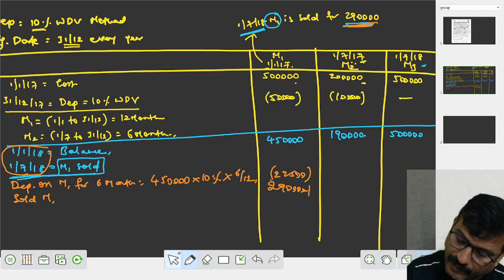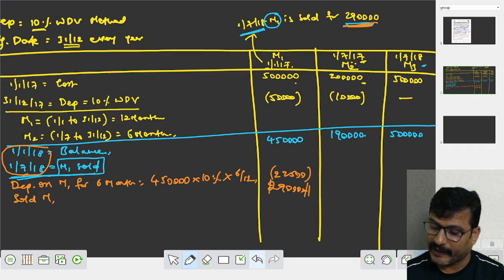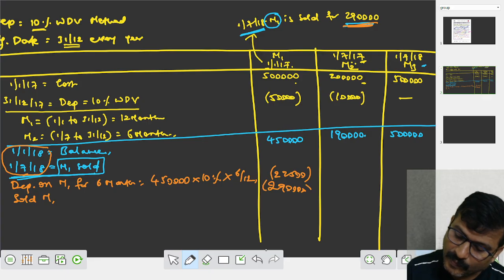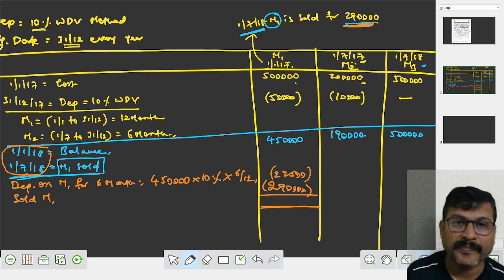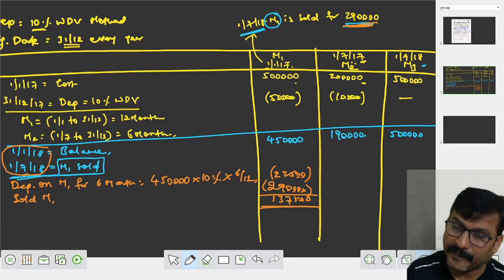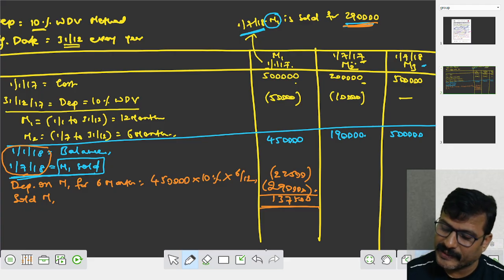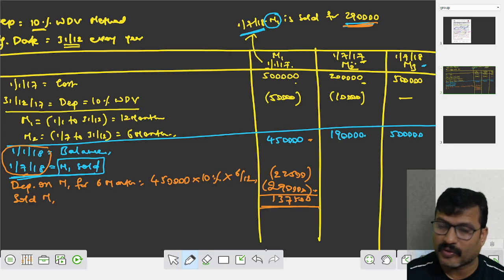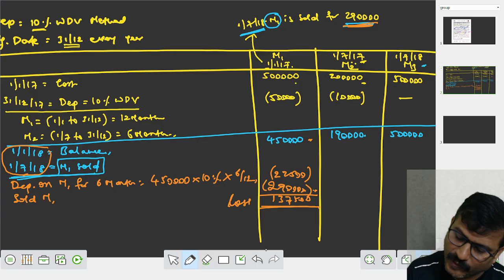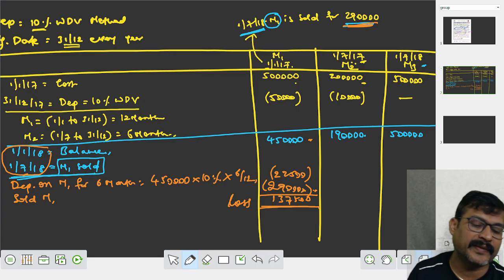M1 is sold for an amount of rupees 2,90,000. You close and find out the balance. Since we are getting a positive, that is 1,37,500, since sold value is less than the cost value. See, book value 4,50,000, sold value 2,90,000. After adjusting depreciation, you are getting a loss of 1,37,500.